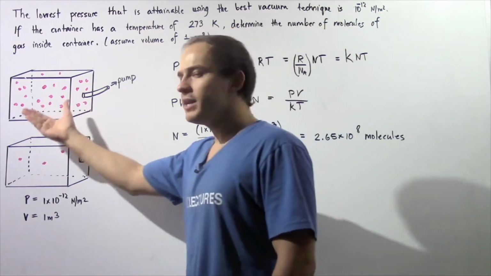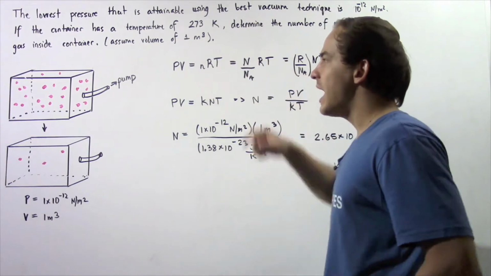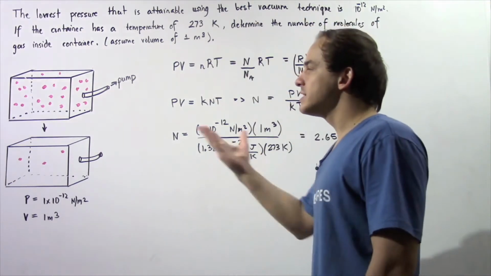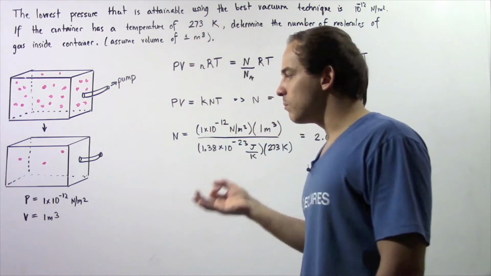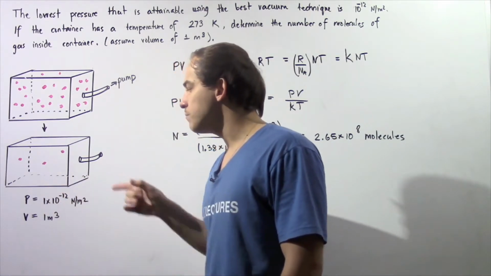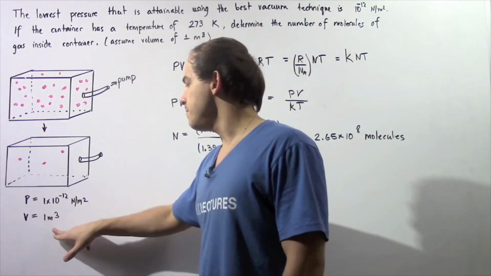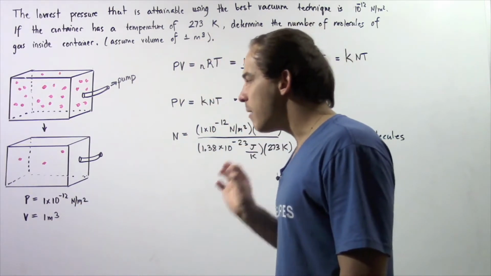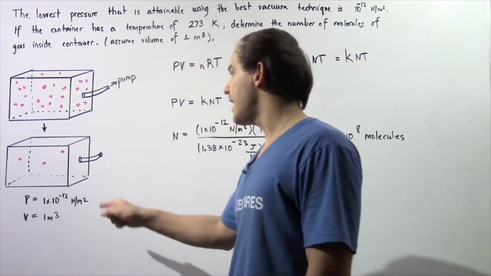So we have the following container that has a volume of 1 meter cubed, and we use our vacuum technique to pump some of those molecules out. Eventually, we get to a pressure of 1 × 10⁻¹² newtons per meter squared, and the volume remains at 1 meter cubed. So we want to determine the number of molecules of gas found inside this container.